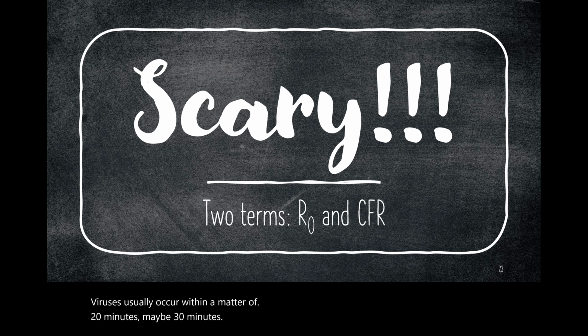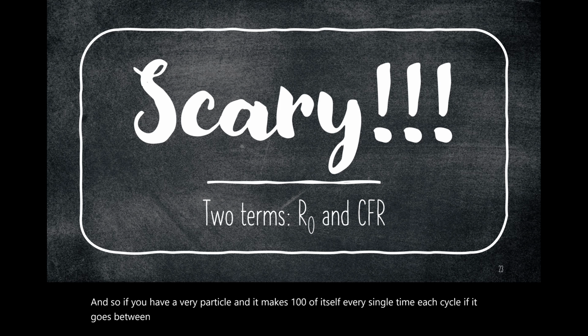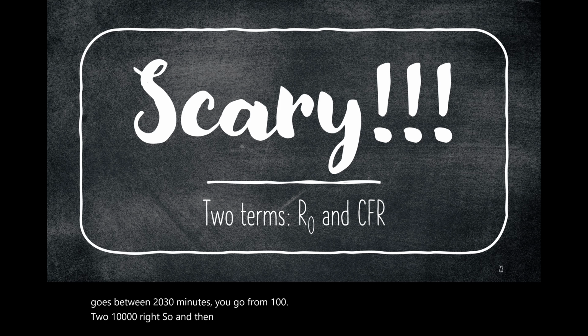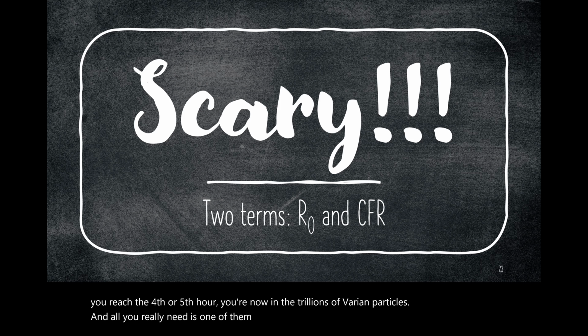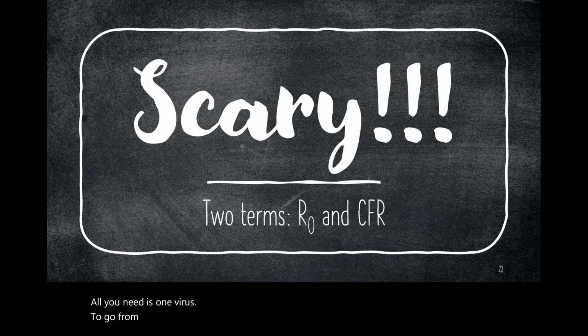If you have a virion particle that makes 100 copies of itself every cycle, and each cycle takes between 20 and 30 minutes, you go from 100 to 10,000, and so on. By the 4th or 5th hour, you're in the trillions of virion particles. And all you really need is one of them to spill over. All you need is one virus to go from one organism to another and find its way to do so.